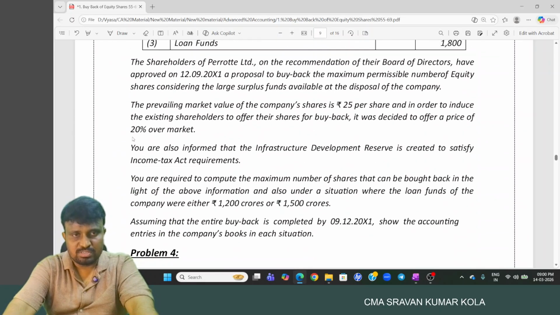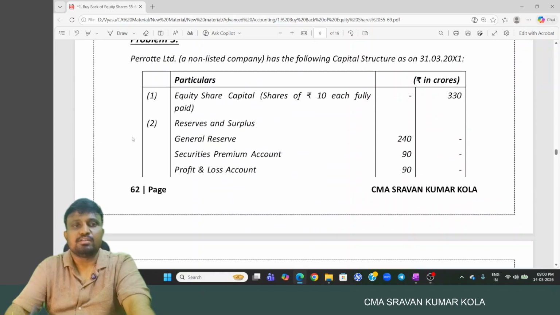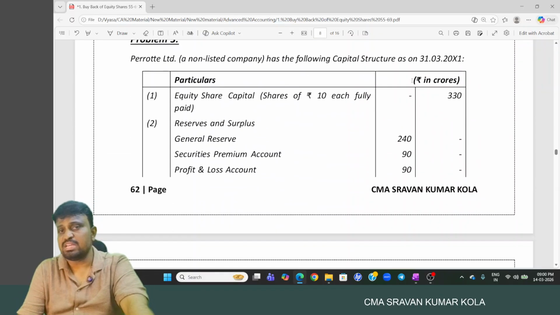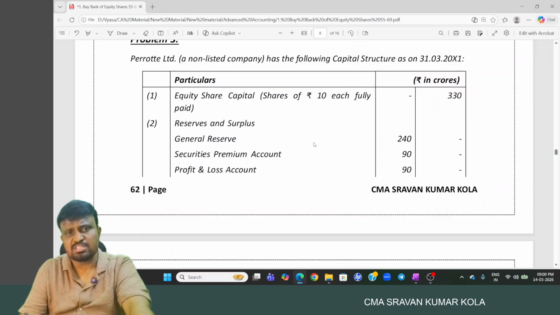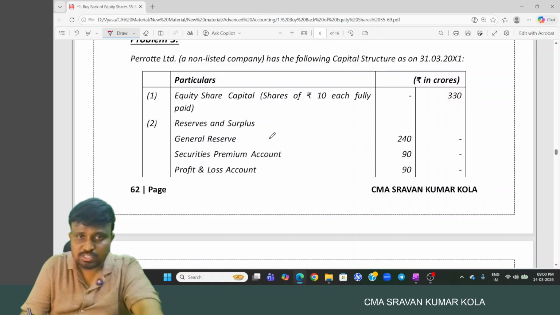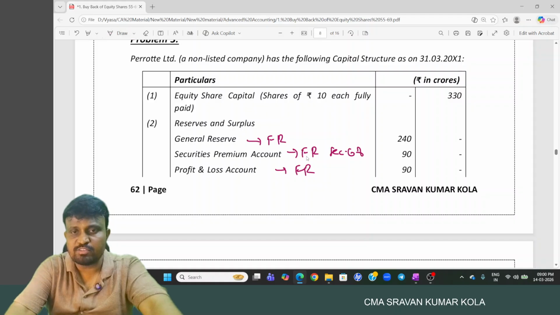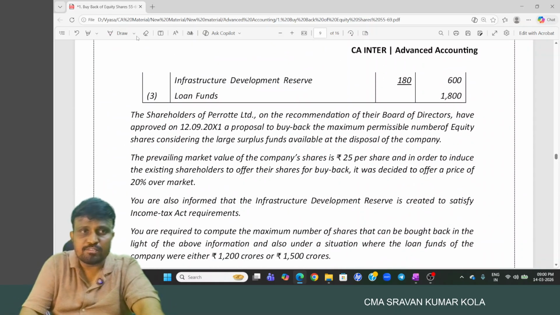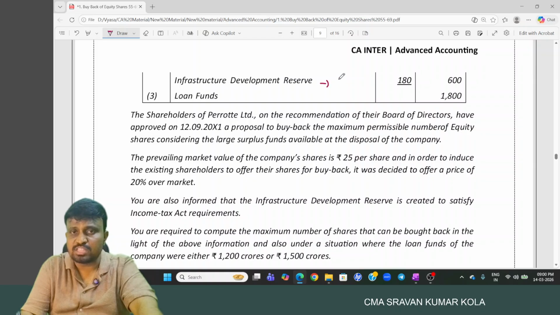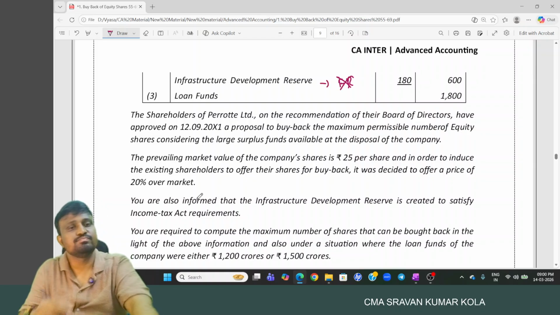Coming to problem number 3. Parrot Limited, a non-listed company, has the following capital structure: equity share capital and some reserves and surplus. In the reserves, general reserve is a free reserve. Securities premium is also a free reserve for the purpose of section 68. Profit and loss account is also a free reserve. And infrastructure development reserve, if nothing is stated, is not a free reserve.